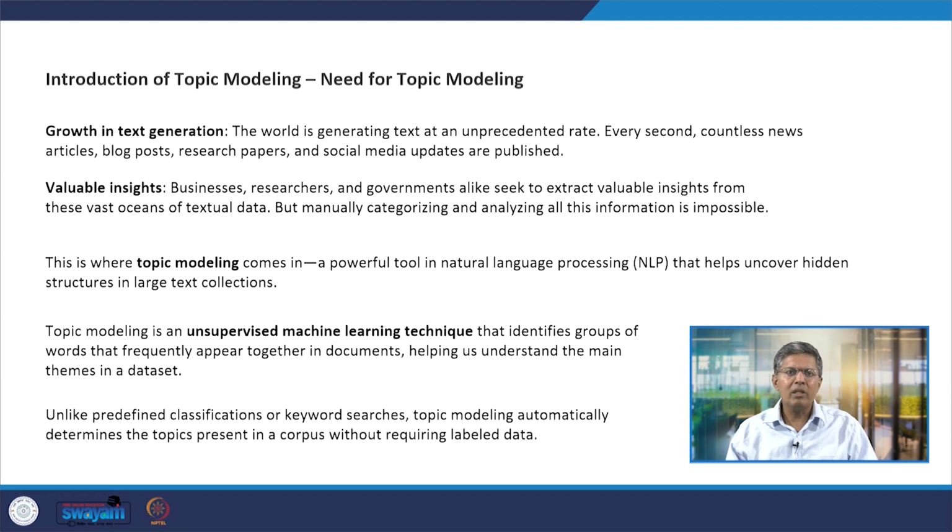Topic modeling comes in as a powerful tool in natural language processing that helps to uncover hidden structures in large text collections. So you have text collections from various sources, as we discussed. And the question is, how would you classify them? What are the inherent structures inside it? How would you differentiate or separate them? As it says, topic modeling is an unsupervised machine learning technique that identifies groups of words that frequently appear together in documents. So it helps us to understand the main theme of a data set.